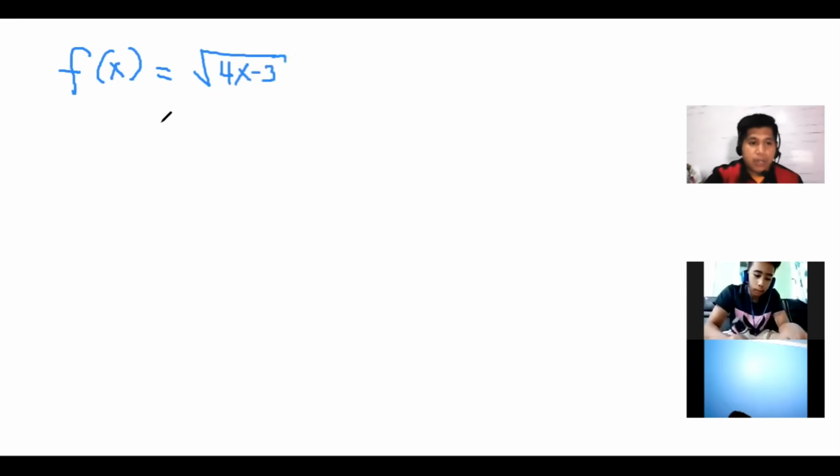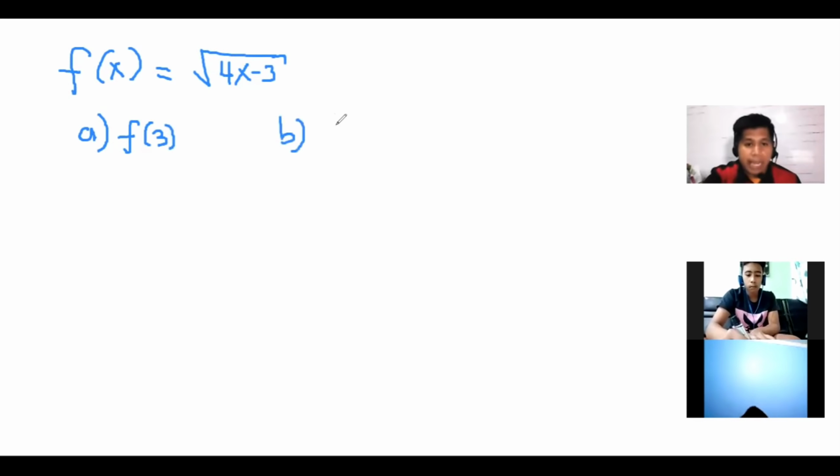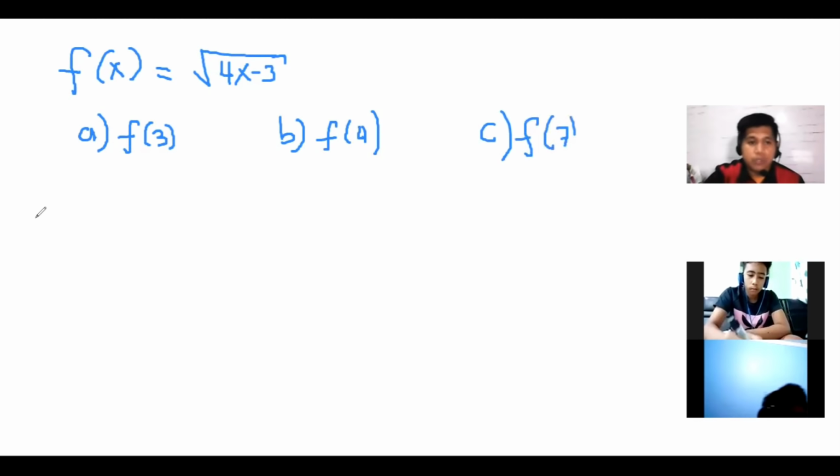We're going to find out what is the value of your function if we input f of 3. That's for letter A. For letter B, we're going to input f of 4. And for letter C, we're going to input f of 7. Now let's have our solution.